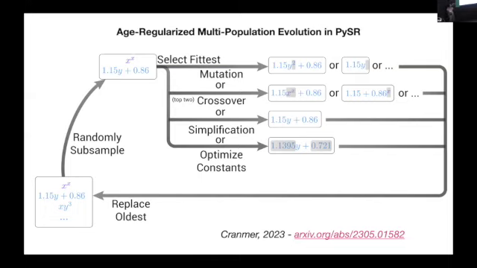I then take the fittest expression from that random sample, and I create a new generation. So I maybe do a mutation or a crossover or simplification, or maybe I even optimize the constants in an optimization loop. So these are all different perturbations you can use. After that, you would traditionally replace the oldest expression. Whatever expression has been in your population longest, you kick it out and put in this new expression. And basically you just go through this loop.